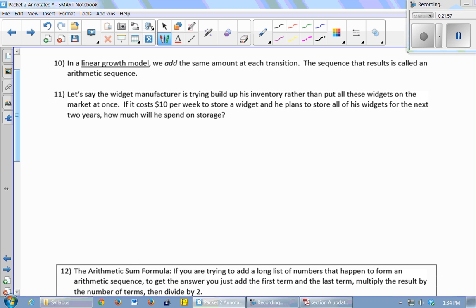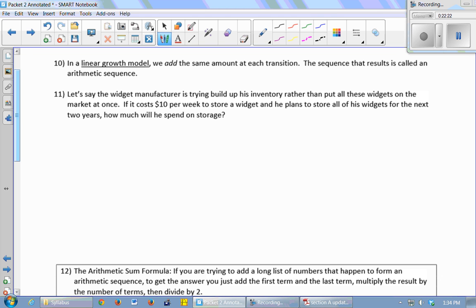Okay, so let's say he's trying to build up his inventory. So he's going to save all these widgets that he makes. But the wrinkle is that it costs money to store stuff, right? So let's imagine it costs $10 per week to store a widget. And he plans to store all of his widgets for the next 2 years. How much will he spend on storage?